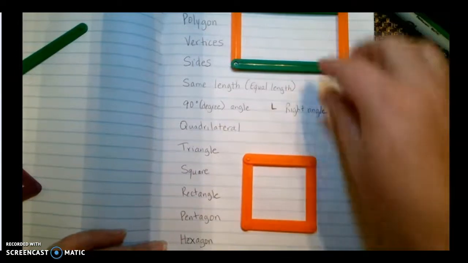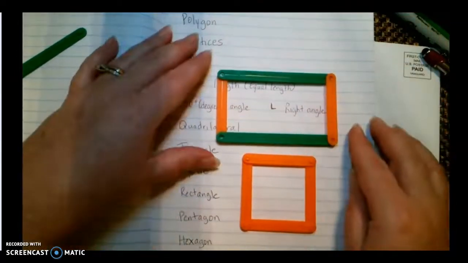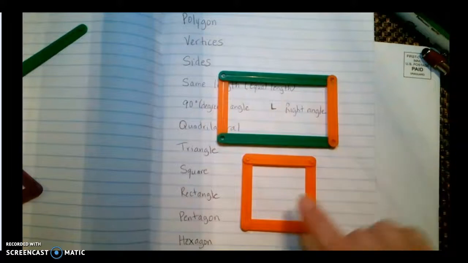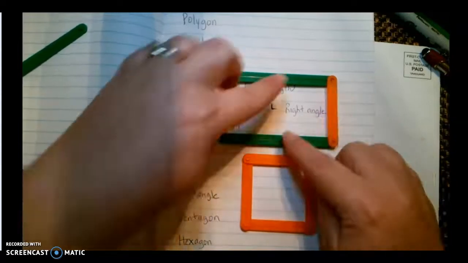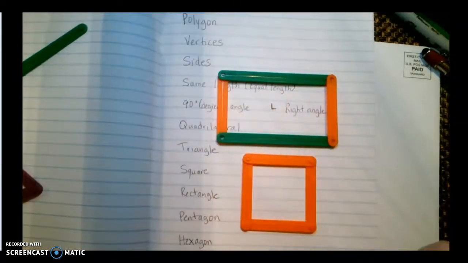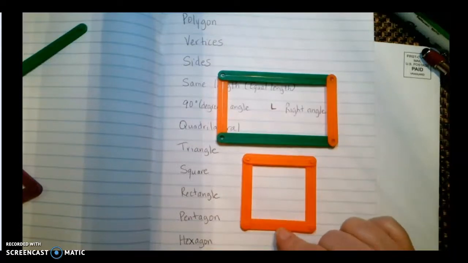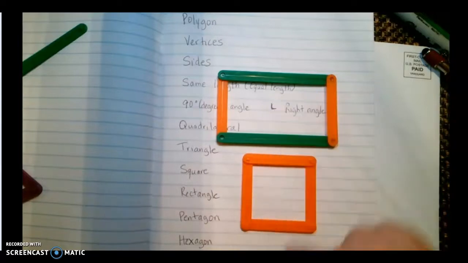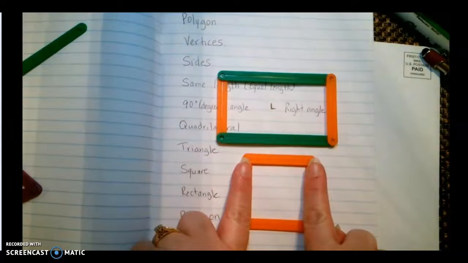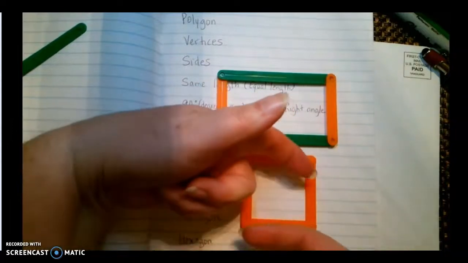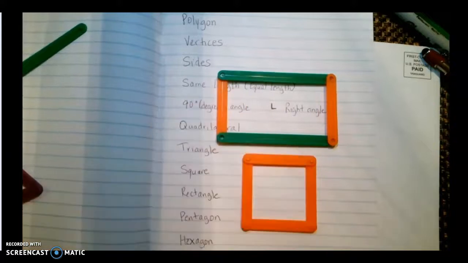The difference between a square and a rectangle is the amount of equal sides. Now, this has 1, 2, 3, 4 sides of equal length. This has 2 sets of equal length sides. Now, here's something that you might not know. A square is a rectangle, but a rectangle is not a square. A square is a rectangle because it has 1 set of equal length sides and another set of equal length sides. It's a polygon and it has 4 right angles.